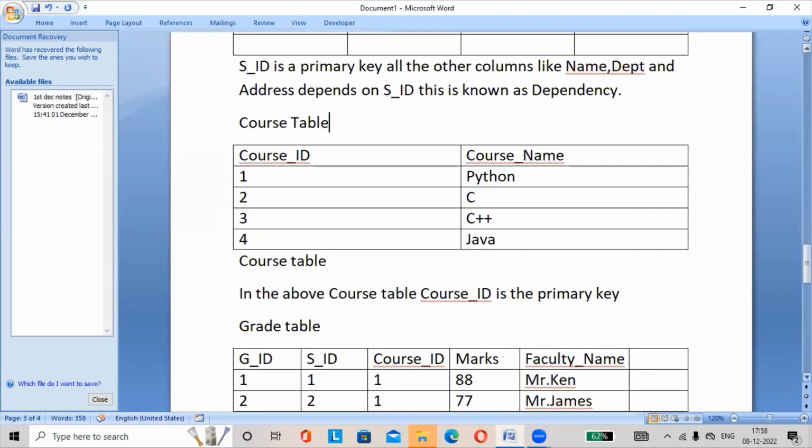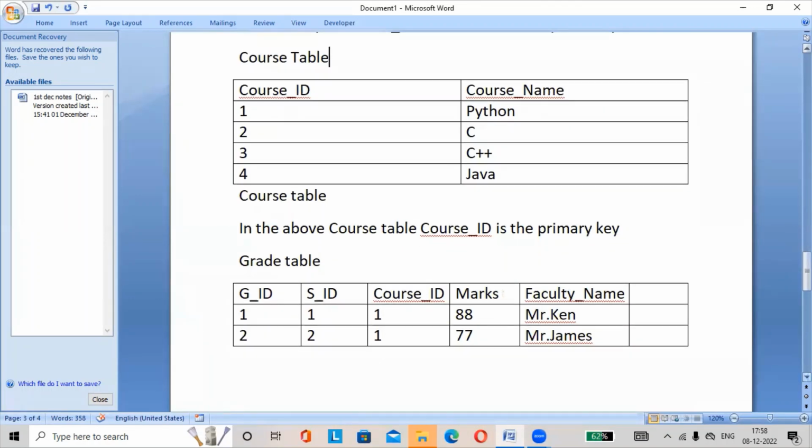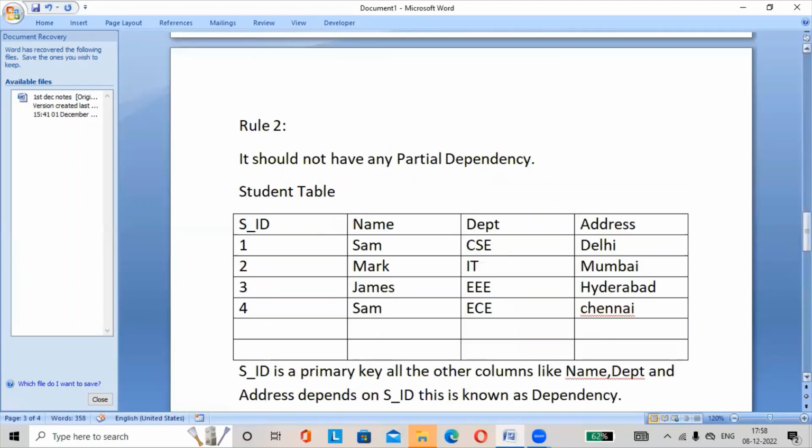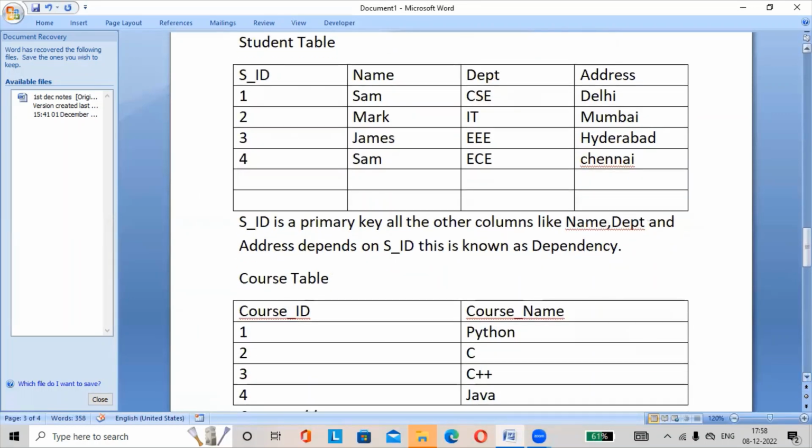Ma'am, I have a doubt. What's the difference between many to many and one to many? Many to many means it is dependent. See, one student can select all the courses. If you are joining an institute, you can select C, C++. But one faculty teaches only one subject. That is a one-to-one relationship. Python faculty will teach only the Python subject, they will not teach all other courses. That is a one-to-one relationship.